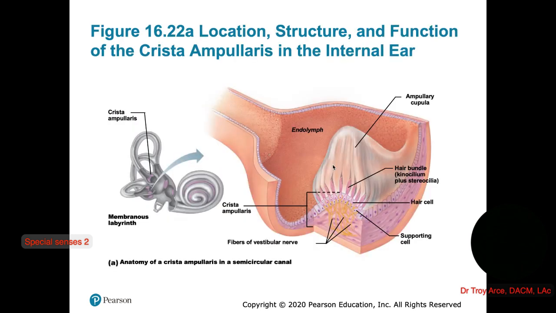Here's a better picture. You have your ampullary cupula, and this is how it all comes together. As you can see, the hair cells are at the basal layer, your supporting cells are at that basal layer, and then you have your fibers of the vestibular nerve that come up through and connect to those hair cells and supporting cells. And then your hair bundle reaches up, plus the stereocilia that gives rise to the ampullary cupula.